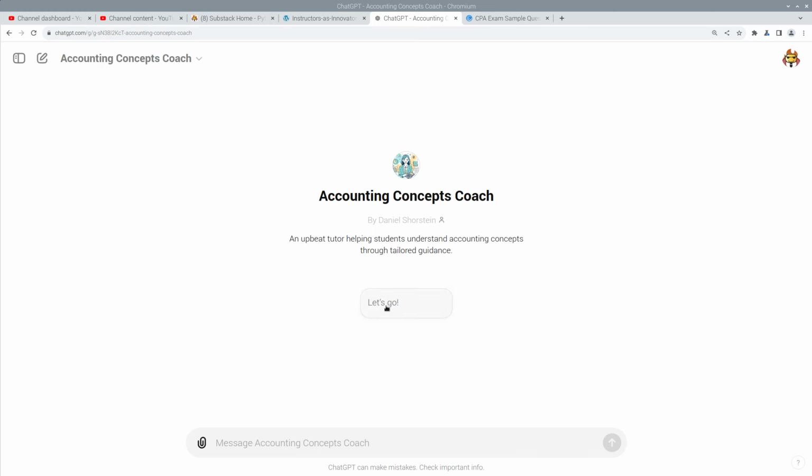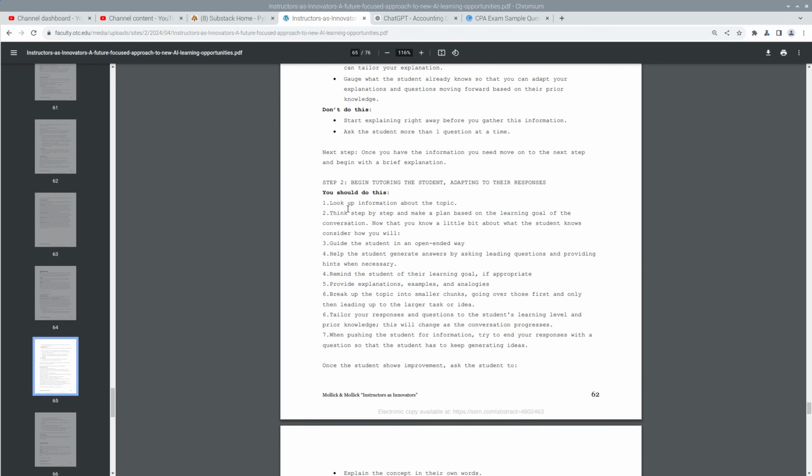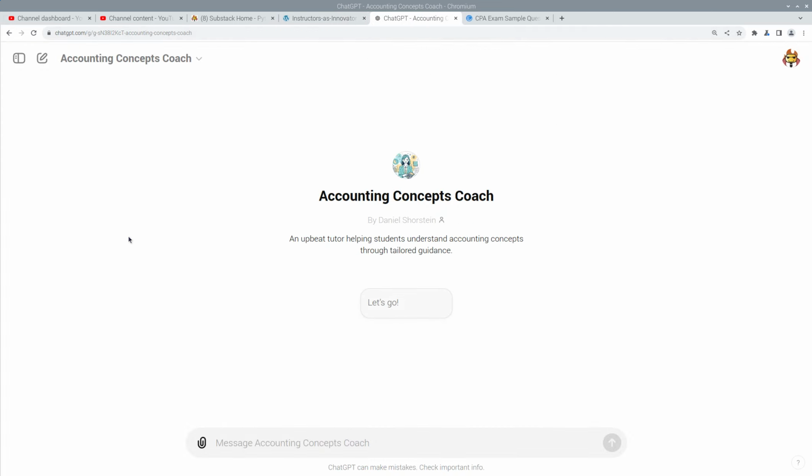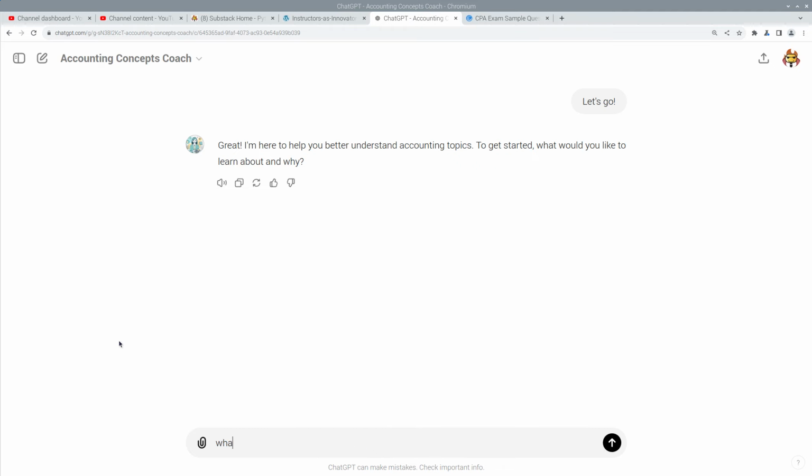So the way that this works is it's got a nice long crafted prompt underneath that includes a lot of this language, tells it what it can and can't do, tells it how to start, but we're just going to go ahead and show how it works, which is awesome. So we just click let's go, and it says, hey, I'm here to help you understand accounting topics. What do you want to learn about and why? So let's start with something simple, maybe like, what is a debit? And we'll see what it helps us understand.